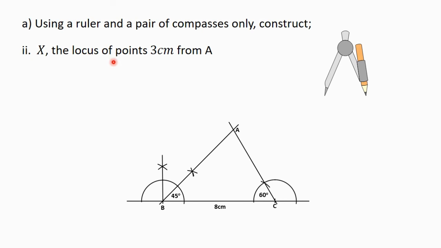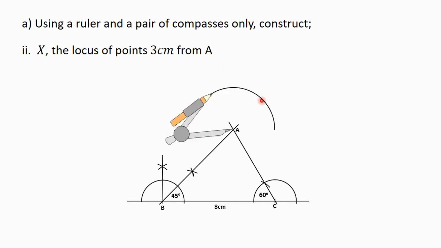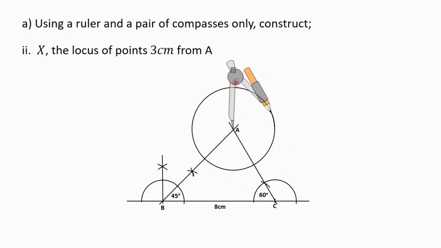We are constructing the locus of points 3 centimeters from A. I've measured 3 centimeters using the compass. So you put the needle of the compass on point A, since that is the center of the circle. Then I'll turn it and construct the circle. I'm going to take the compass off since we are done with it. This circle will give us the locus of points 3 centimeters from A. The question says that we should call this locus X. We have that here. Now let's consider the last part of our question.